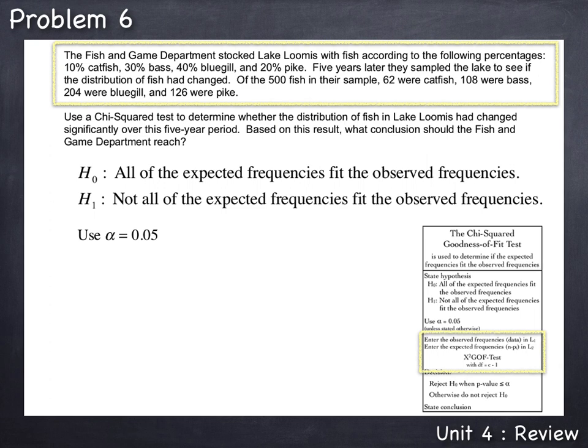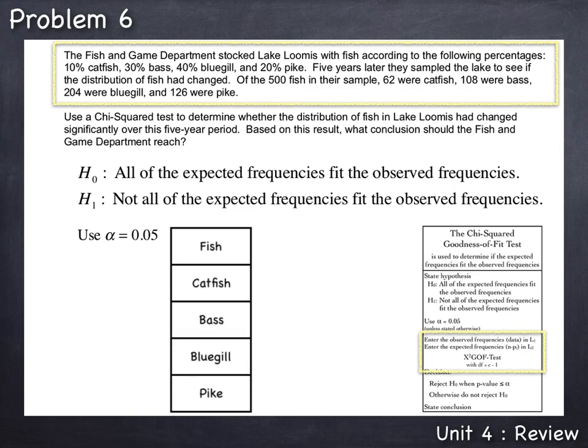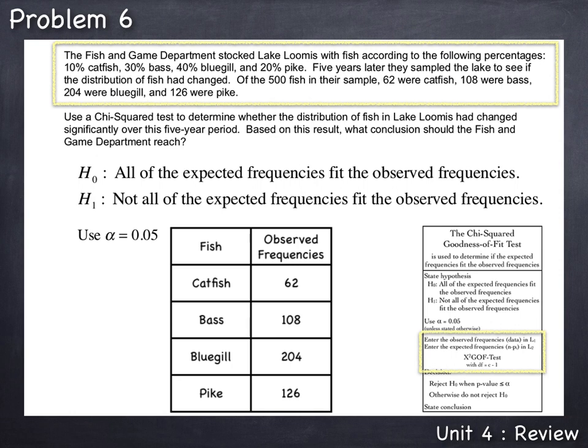So we'll go through this to set up our list 1 of observed frequencies and our list 2 of expected frequencies. First, we note that there are 4 categories of fish in this problem. We have catfish, bass, bluegill, and pike. The observed frequencies, or the sample data that's entered into the first list, come right from the sample. So here when it says, of the 500 fish in the sample, 62 were catfish, we can enter the observed 62 catfish.